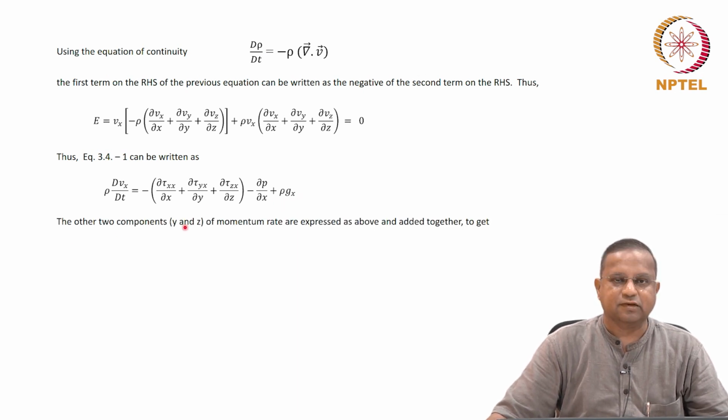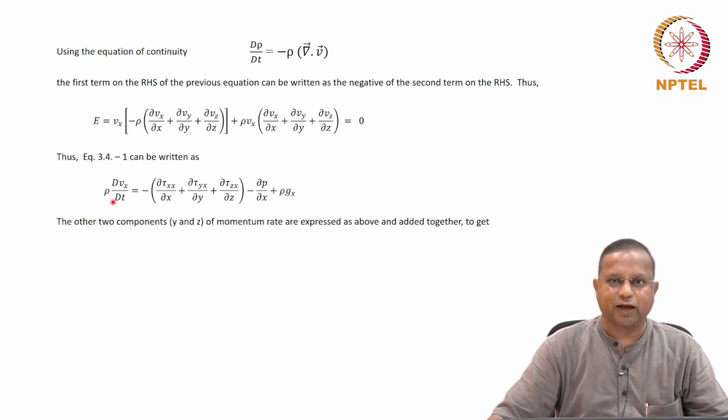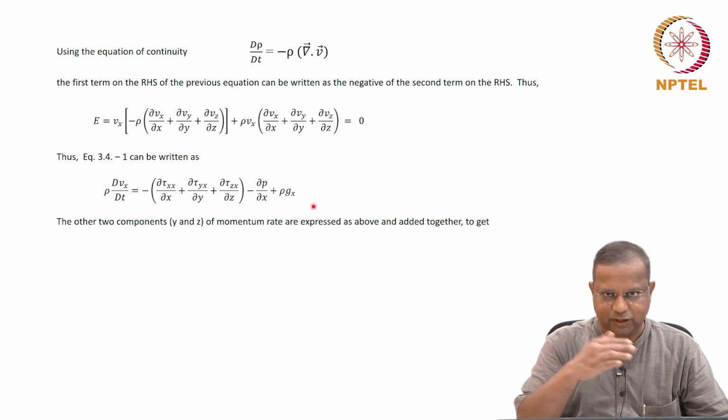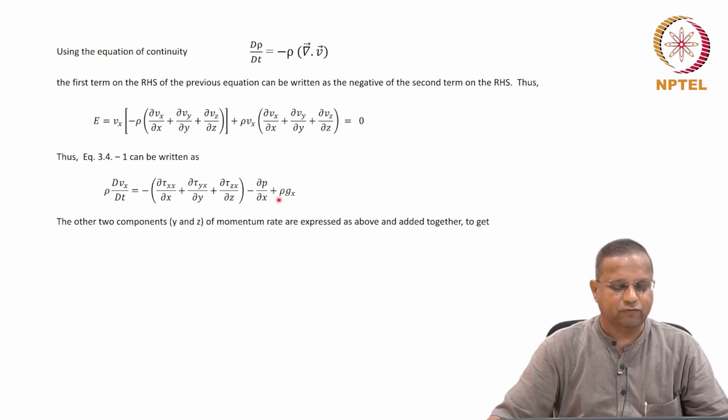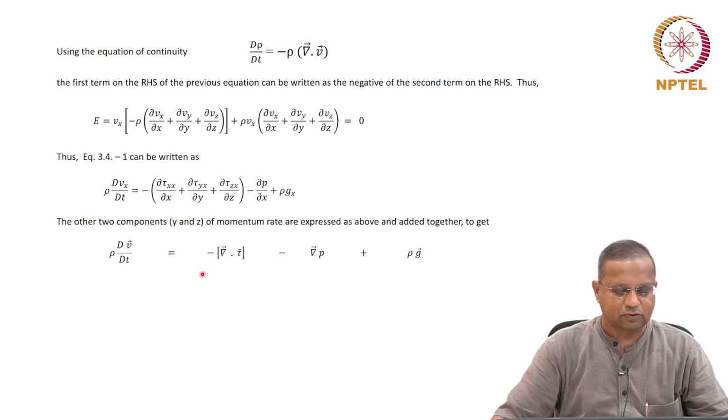And you could express the other components just by extension. If you don't believe me, you can go back and rederive the whole thing for the y direction alone, for the z direction alone. You will find that you will end up as extensions of this. You will have to write the appropriate indices and you will be fine. So if you do that and you express it vectorially, you would get ρ D/Dt of v equals minus del dot τ tensor minus del of p plus ρg. Okay. So equation 3.4-5.